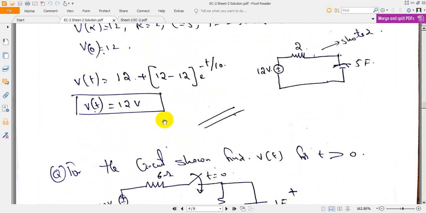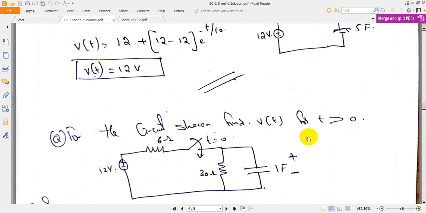Coming to question number 3. For the circuit shown, find V of t for t greater than 0. Now if you check this circuit, initially the switch is in the open condition. Later on the switch is closed. When the switch is open, the power supply to this capacitor is 0. Hence the voltage should be equal to 0.